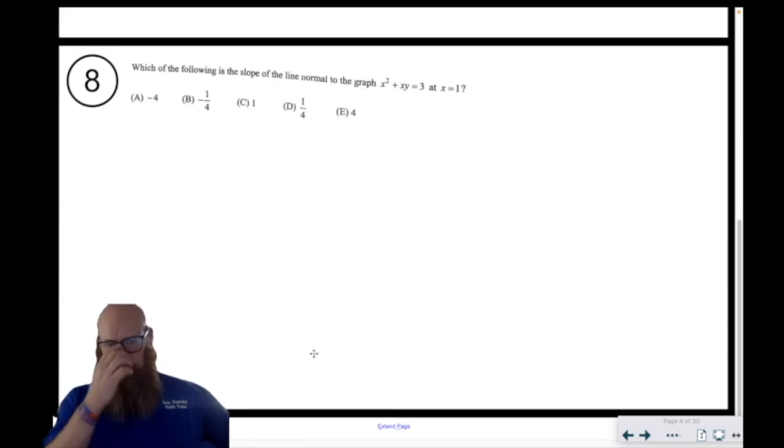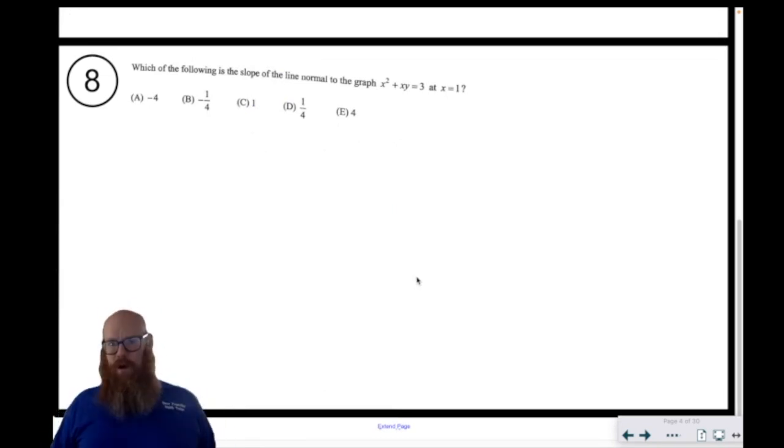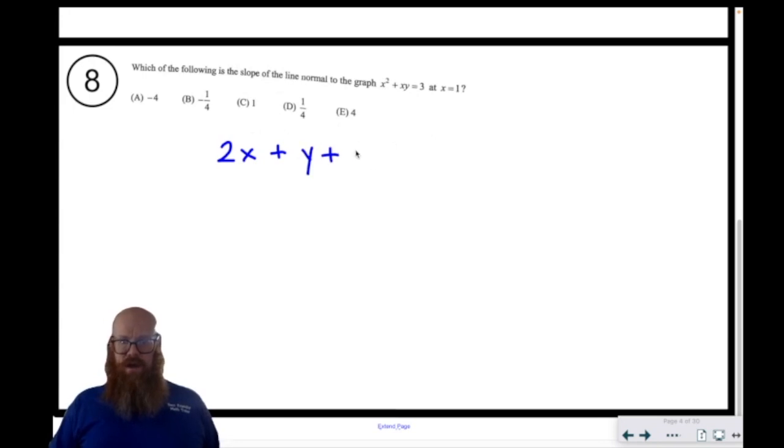Number 8. Which of the following is the slope of the normal line? All right, normal line is perpendicular to the tangent line. Let's find the derivative. So we're doing a little implicit differentiation here. Derivative of x squared is 2x. xy is the product rule. So that's going to be derivative of x is 1 times y plus x times derivative of y, so dy dx, equals 0.